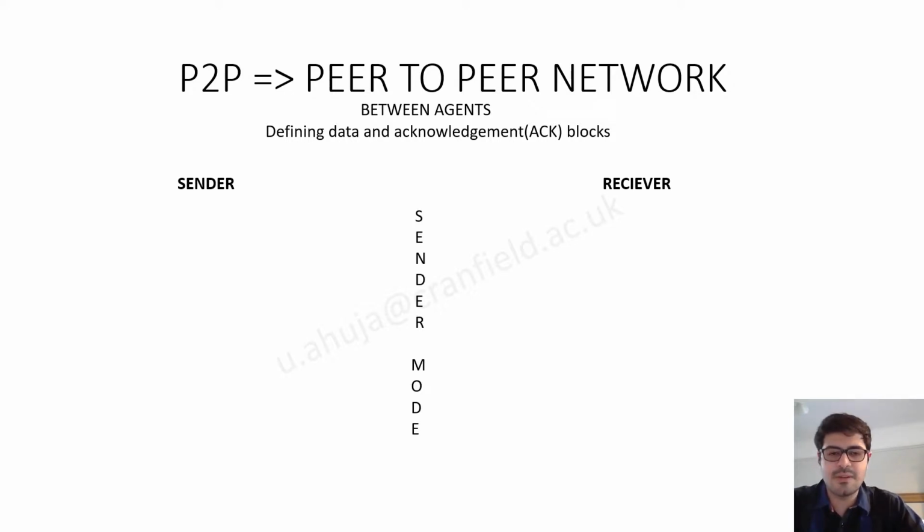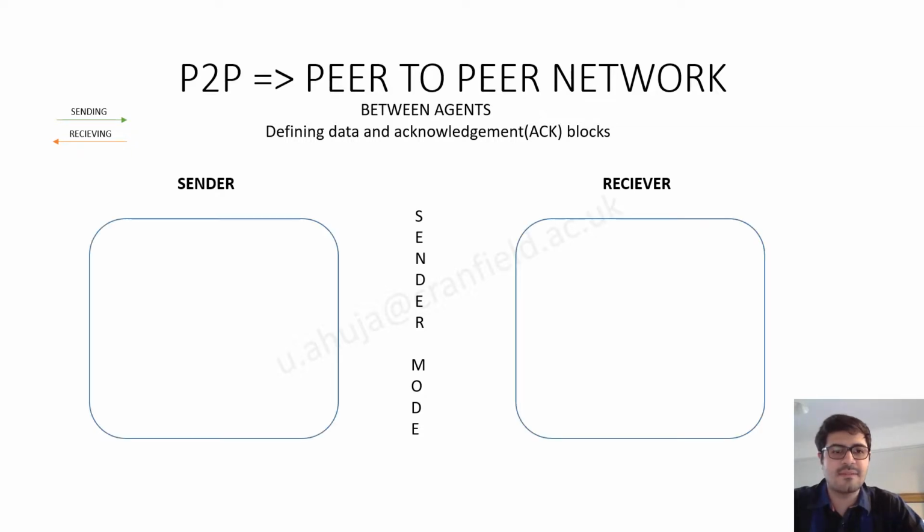What we do is, in sender mode, we give the data as follows. We declare two blocks as sender and receiver, and here you can see that this is sending and receiving. Green is for sending and red will be for receiving. The sending end is defined over here and the receiving end is defined there. Since it's a P2P network, both will have a sending end and a receiving end.